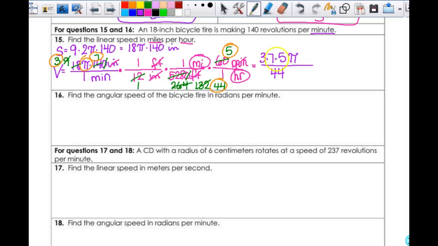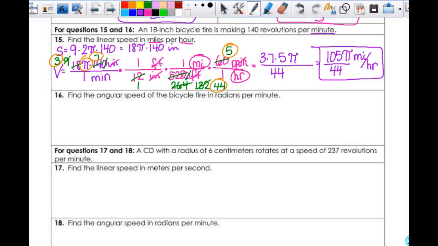And I can do 7 times 5, which is 35. 3 times 35 is 105, so that's going to give me 105 pi miles. Oops, sorry. 105 pi over 44 miles per hour. There's my answer. Okay. Be very methodical in your reducing.